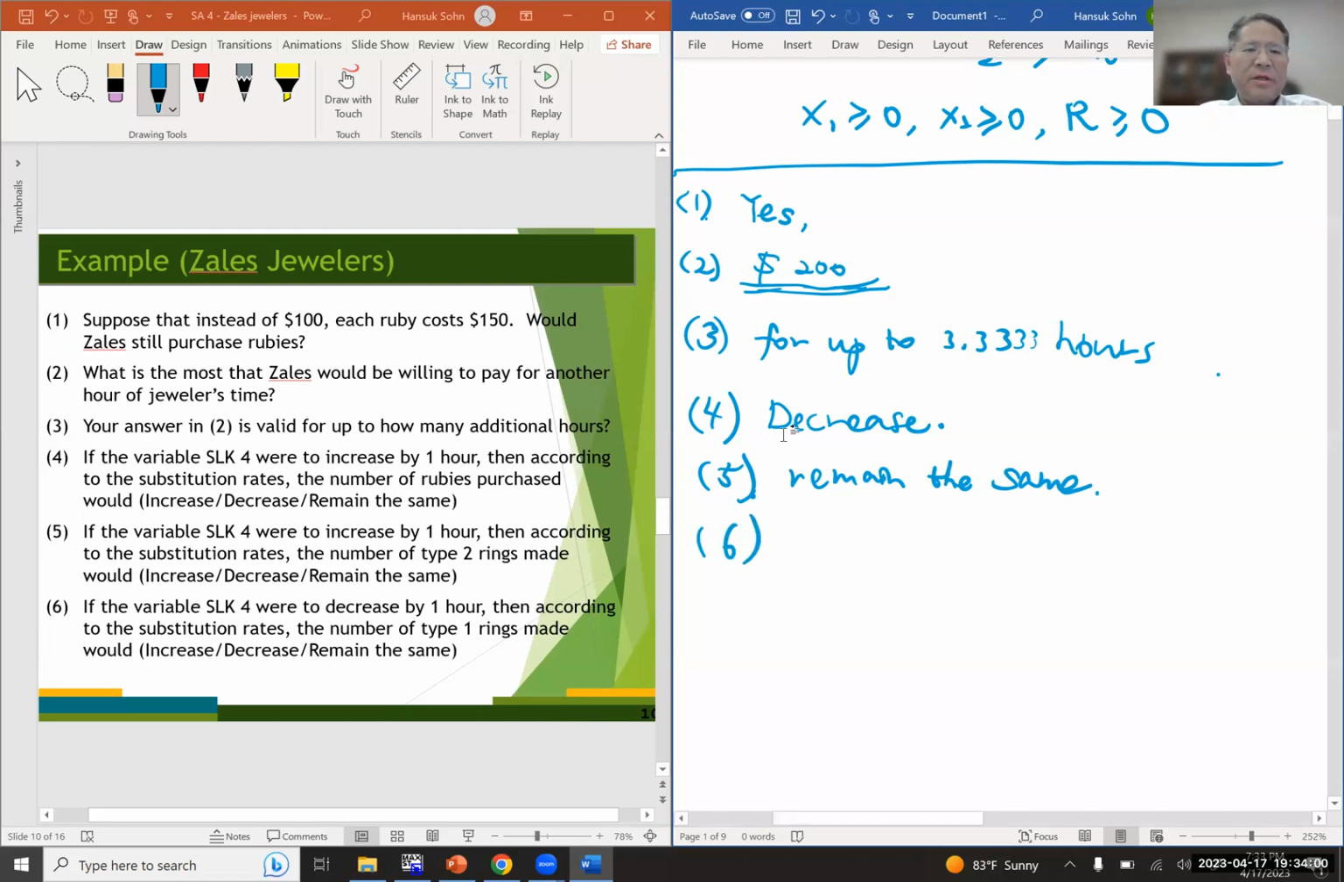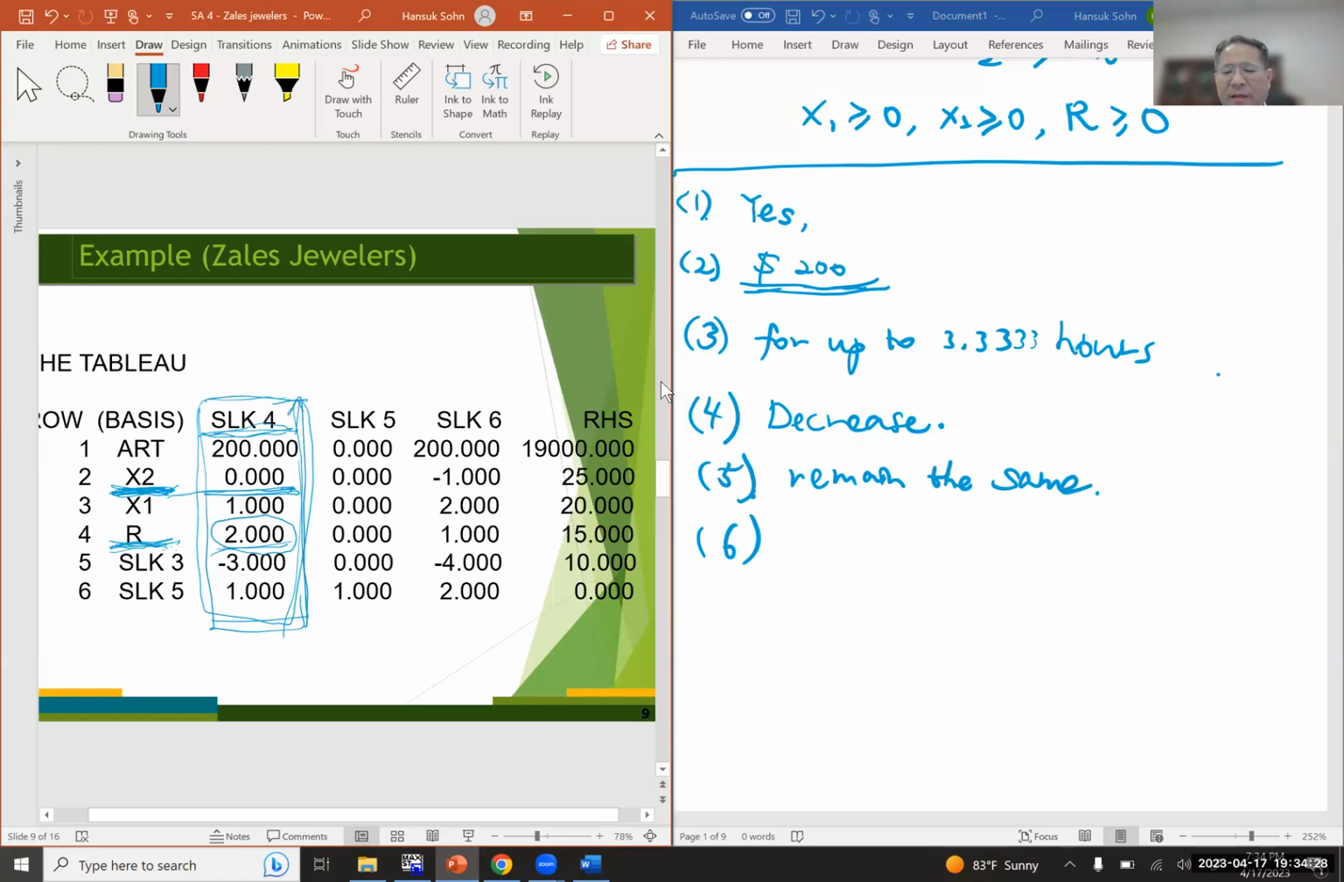Now, question number 6. If the variable slack 4 were to decrease this time, decrease by 1 hour, then according to the substitution rate, what happens to the number of type 1 rings made? So again, refer to the final table, slack 4 column, this time for variable x1. So we are looking at the value of 1, okay?